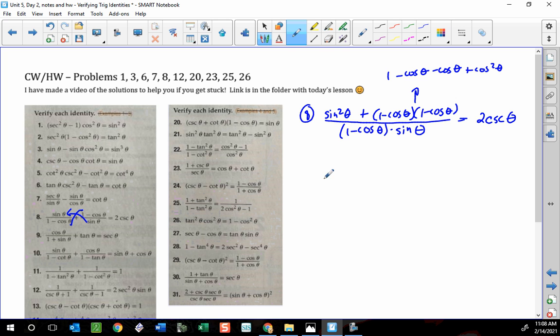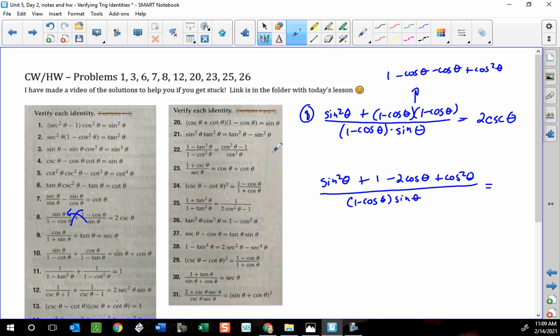I got sine squared still. I have all of this. So plus 1. Cosine and cosine, that's minus 2 cosine. And I have plus cosine squared, all over. Now this doesn't really help me to multiply this out yet, so I'm just going to leave it not multiplied, just for now.